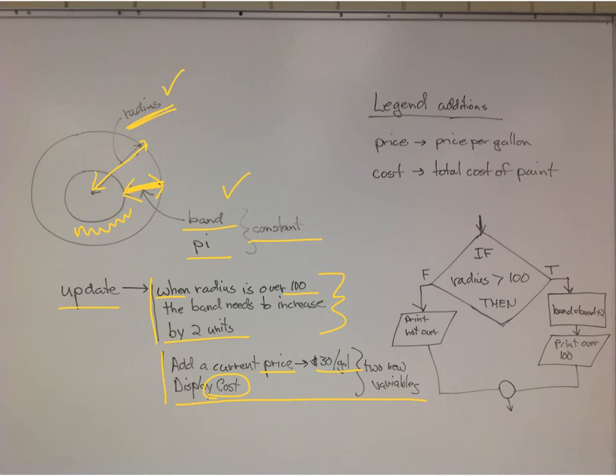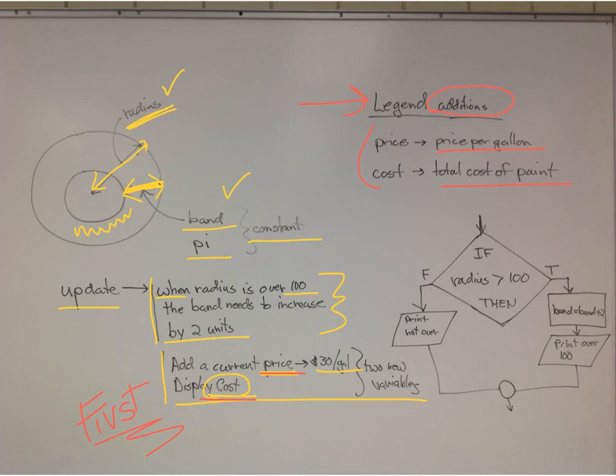So, our first item that we talked about. What would we add to the legend? How would we update that? What additions would we give to the legend? Well, we're actually adding 2 new things down here. Right? Price and cost. So we could add those to the legend. Price per gallon, cost of the total of the paint. Total cost of the paint. Okay.